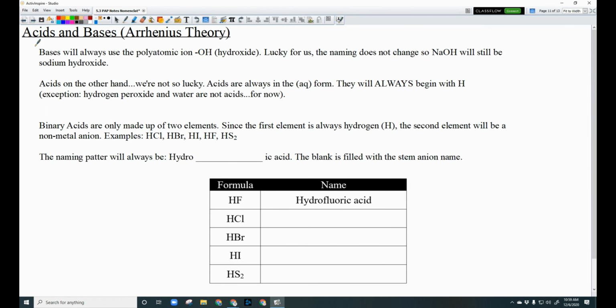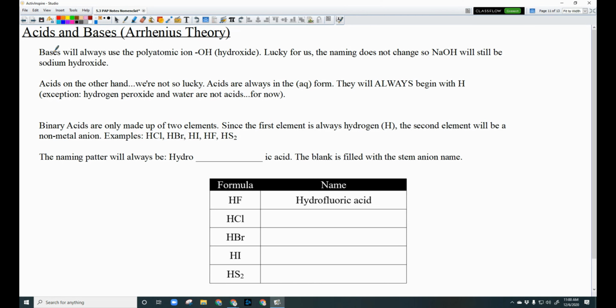All right, we finally made it to the end. We're going to talk about acids and bases, because naming of acids and bases are a little bit different. Actually, it's just the acids that are a little bit different. So here we're going to talk about the Arrhenius theory of acids and bases. And this was developed by Svante Arrhenius, a scientist.